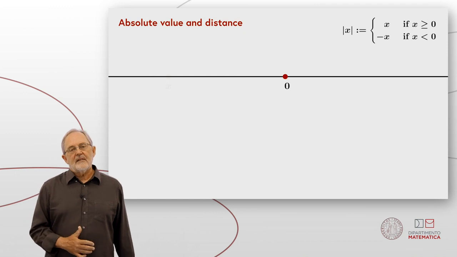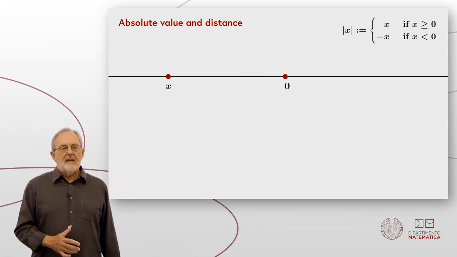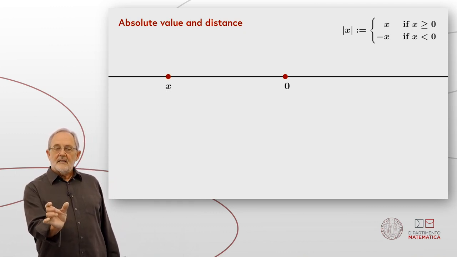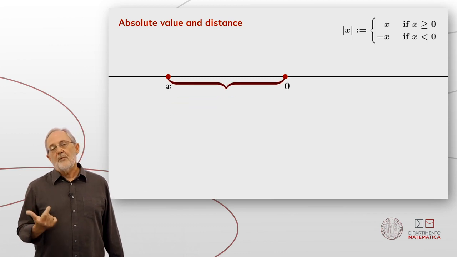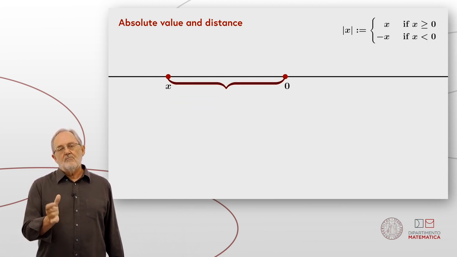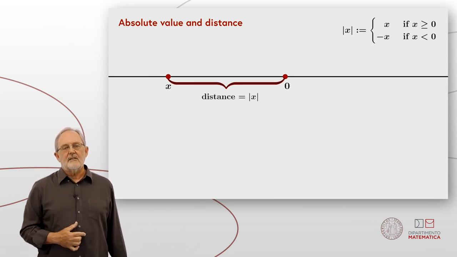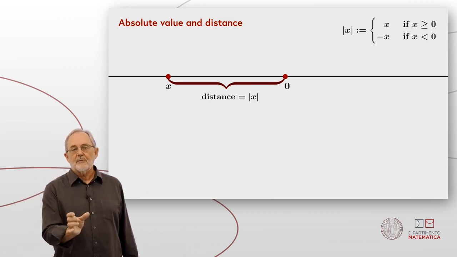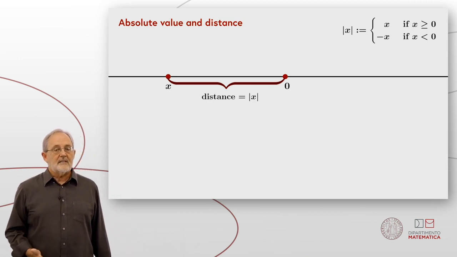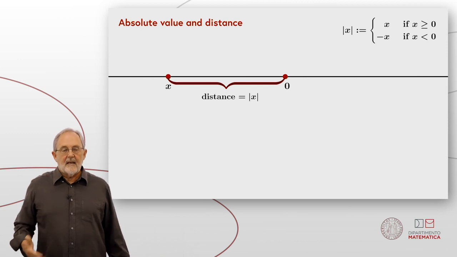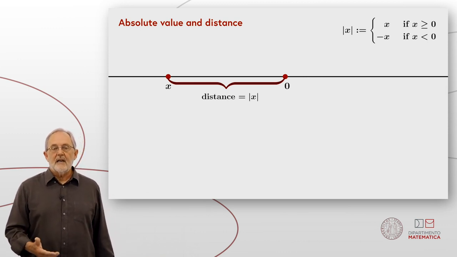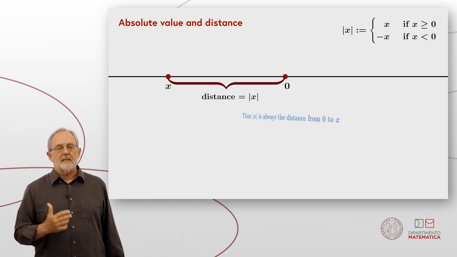What if x is to the left of 0, a negative number? In that case, the distance is still a positive number, but it's minus x since x is negative. In other words, the distance is the absolute value of x. To summarize then, in all cases, absolute x can be interpreted as the distance from 0 to x.